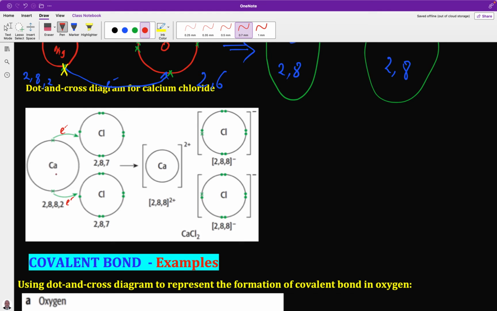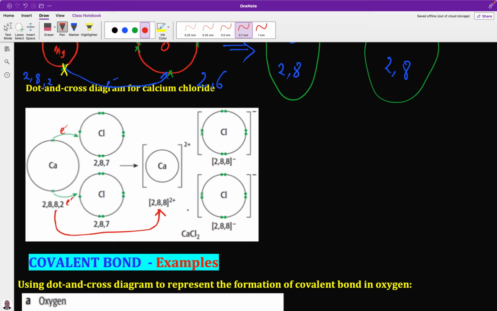Now, the calcium atom that has lost 2 electrons acquires a charge of +2. From here, the electronic configuration moves from 2, 8, 8, 2 to what? It moves to 2, 8, 8 because 2 electrons have been removed. Now, the 2 chlorine atoms that accept the electron acquire a negative charge. There's an increase in the number of electrons this time around. The one that accepts electron acquires a negative charge.